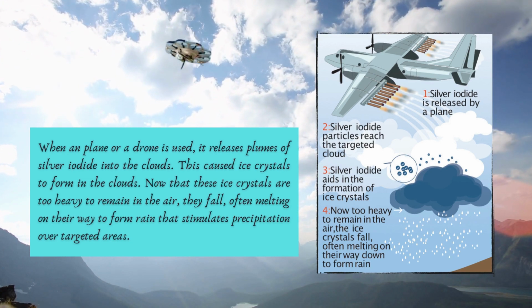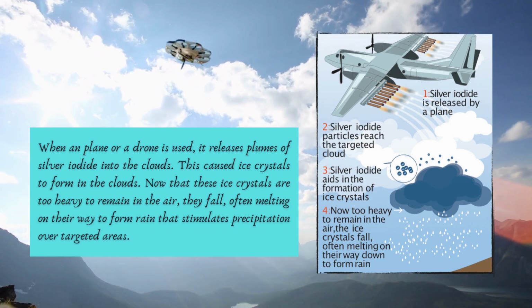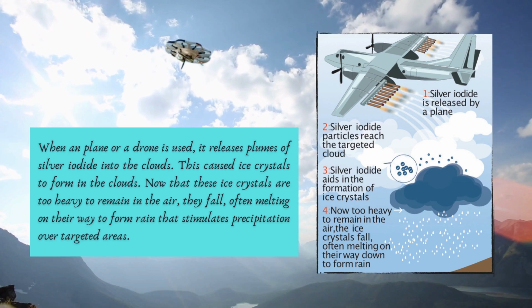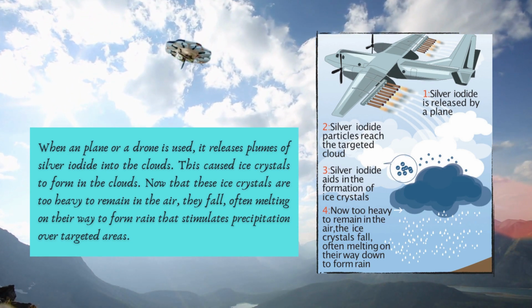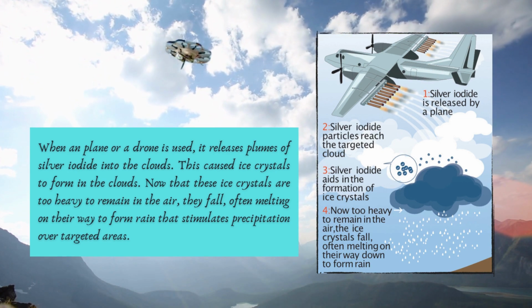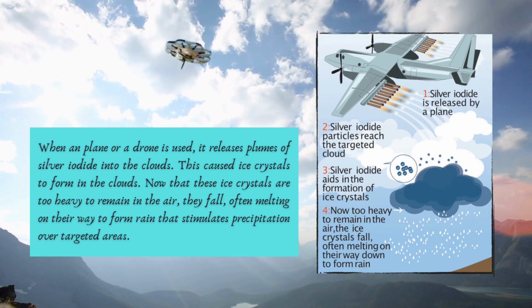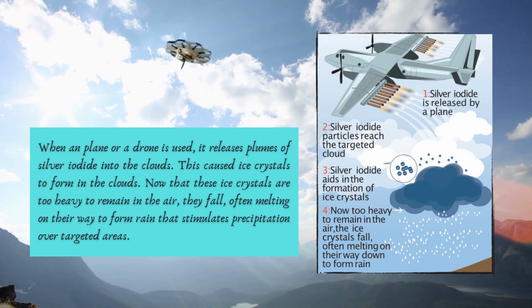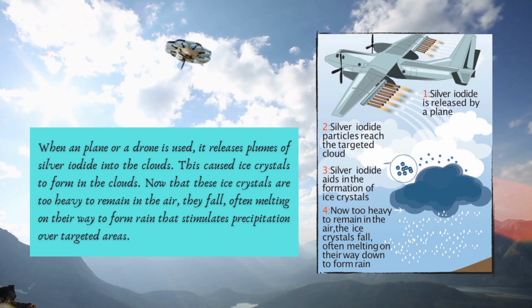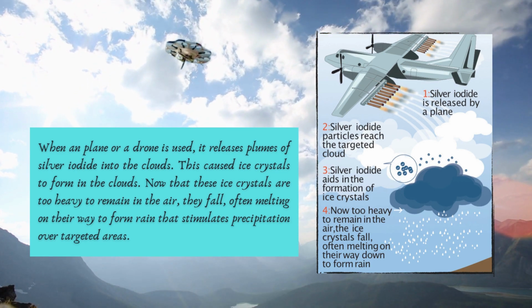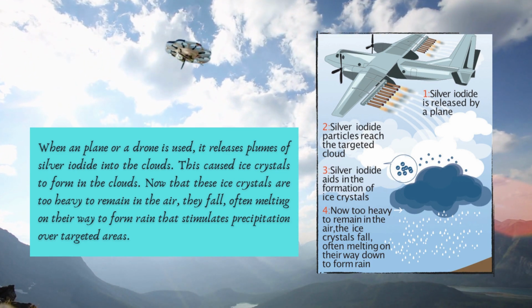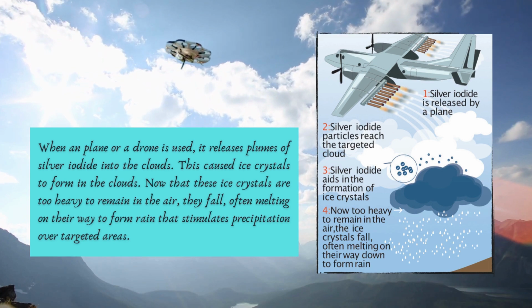Cloud seeding is usually carried out by sprinkling particles from a plane or drone. When a plane or a drone is used, it releases plumes of silver iodide into the clouds. This causes ice crystals to form in the clouds. Now that these ice crystals are too heavy to remain in the air, they fall, often melting on their way to form rain that stimulates precipitation over targeted areas.